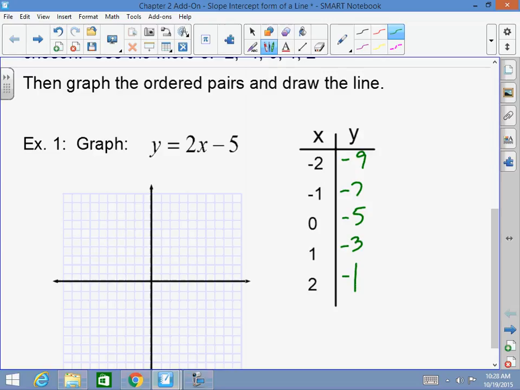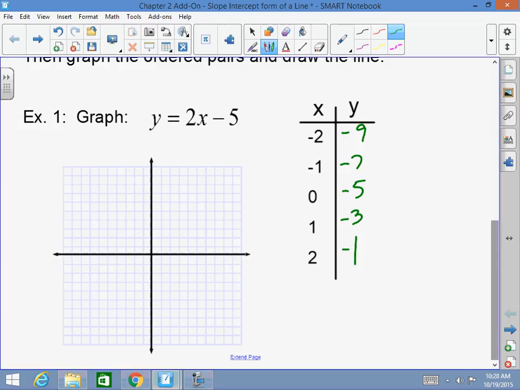So -2, -9 is right down here. Well, that's messy. I don't like that.